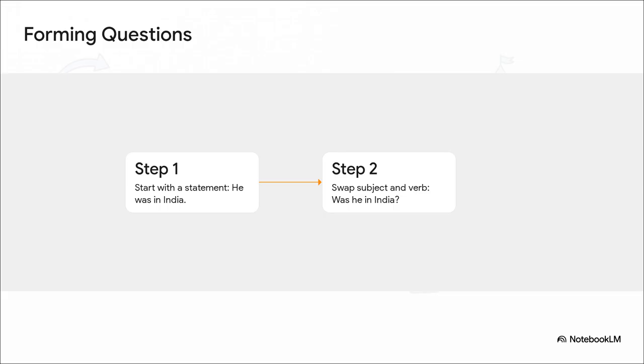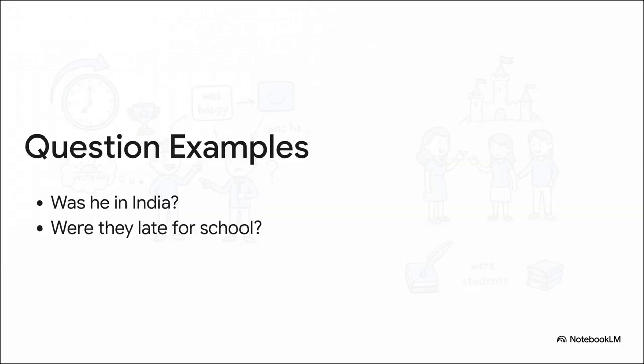Step 2, you literally just swap the subject and the verb to be. The word he and the word was trade places. So the statement, he was in India, instantly flips to the yes or no question, was he in India? Listen to how my voice actually changes when I read these out loud. Was he in India? Were they late for school?